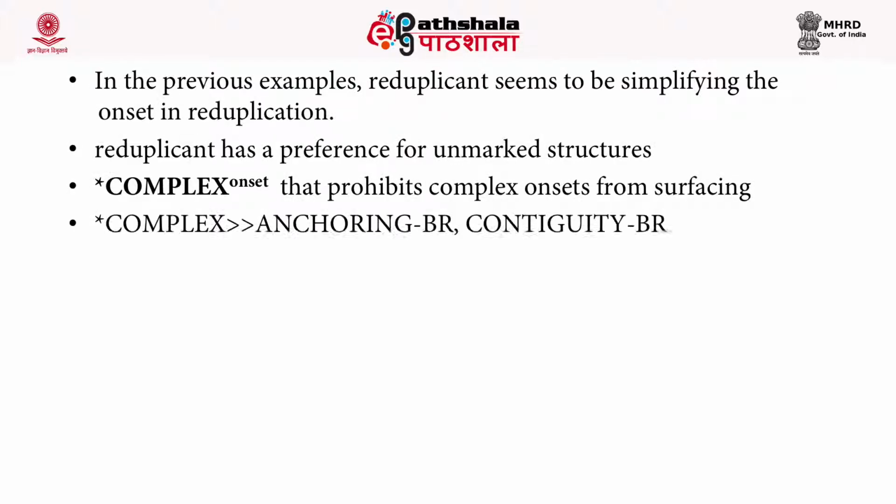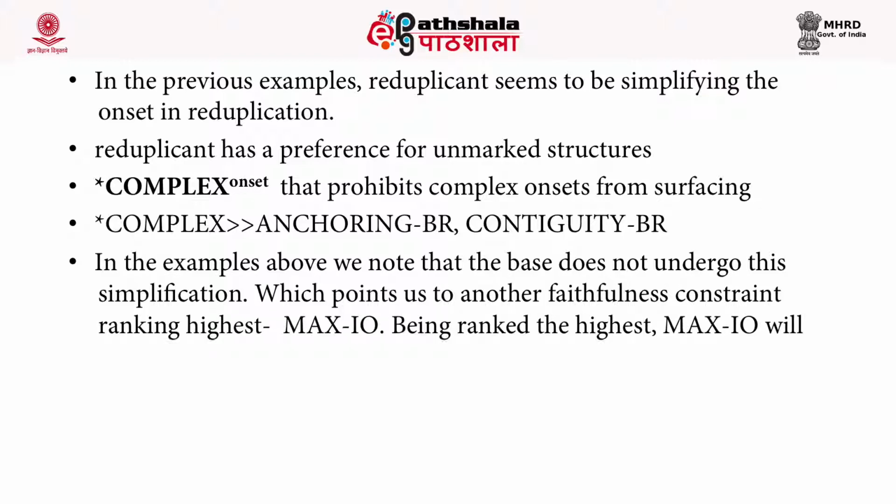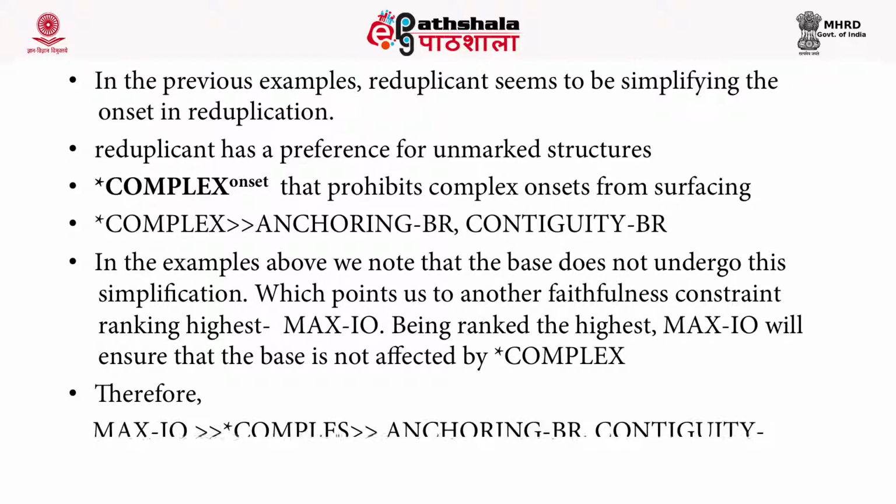So now we are going to posit another markedness constraint, that is no complex onset. In Sanskrit, no complex onset is the highest ranked constraint, followed by anchoring BR and contiguity BR. So anchoring BR and contiguity BR are unranked. By getting that we can posit all these optimal candidates.